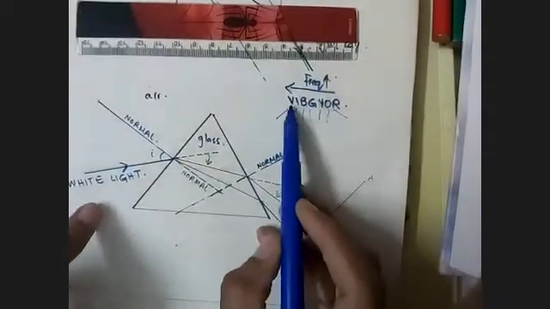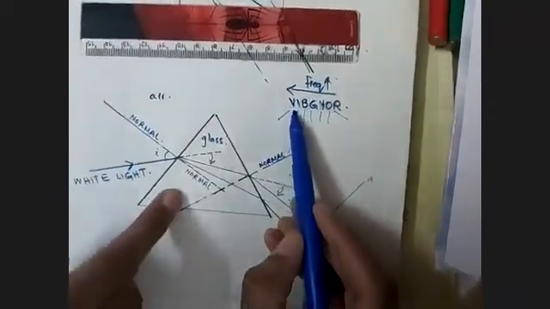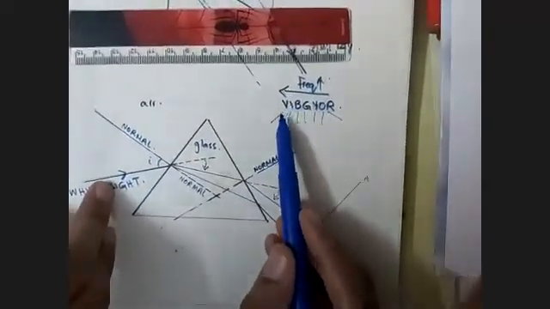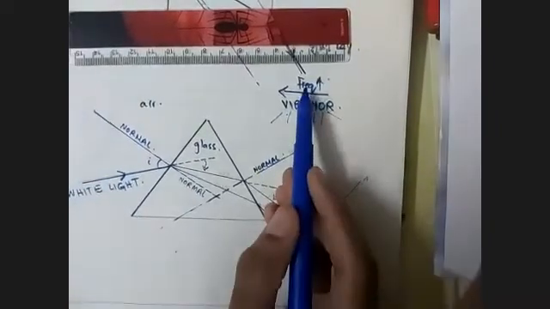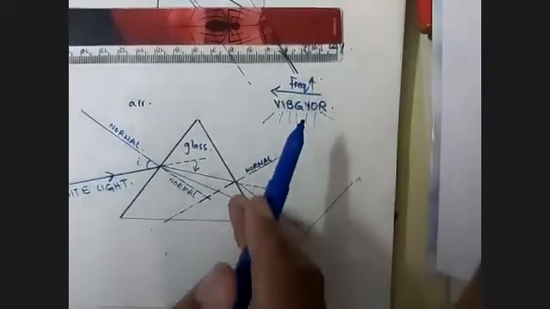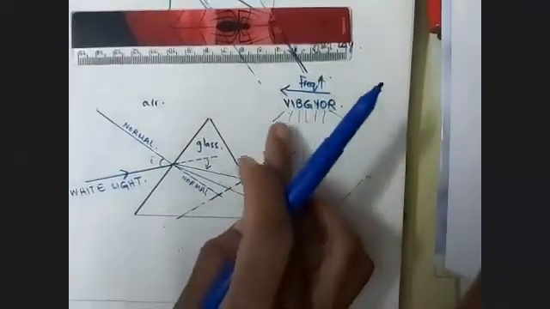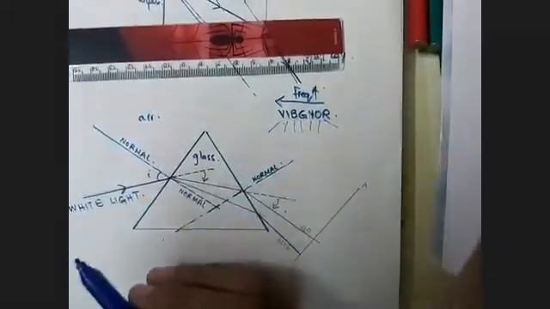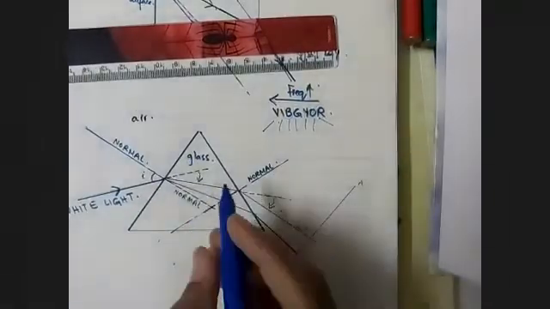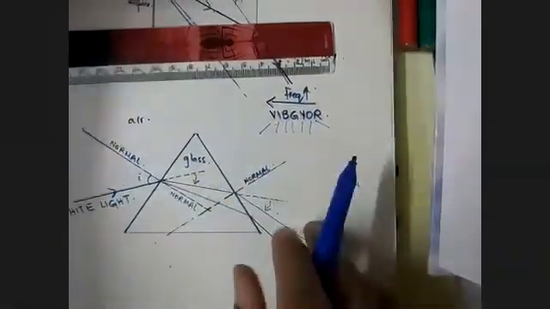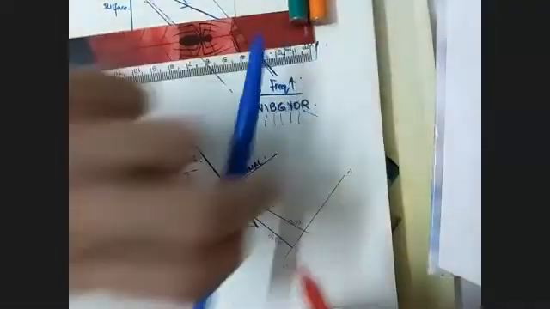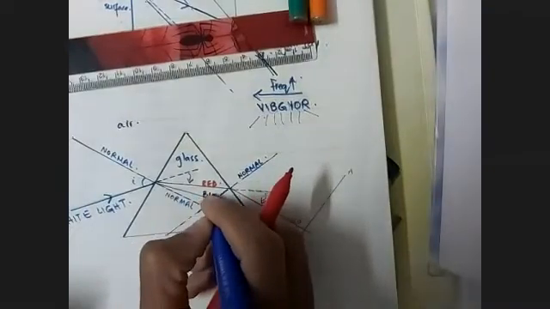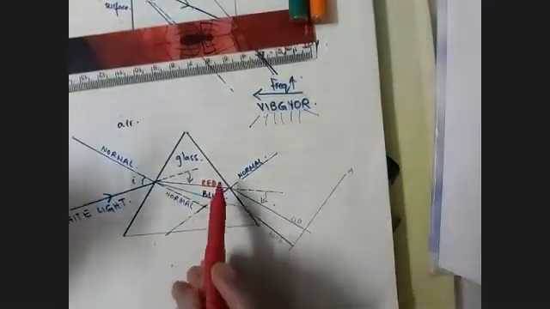So more the frequency, more the bending. Remember this: more the frequency, more it will slow down, and because it will slow down more, it will bend more. More slowing down, more bending towards the normal. So for example, we have red and we have blue. I just took 2 colors. So this is red, this is blue.